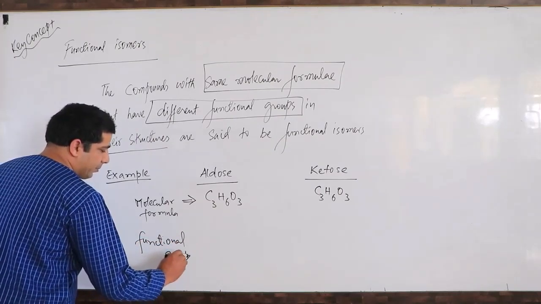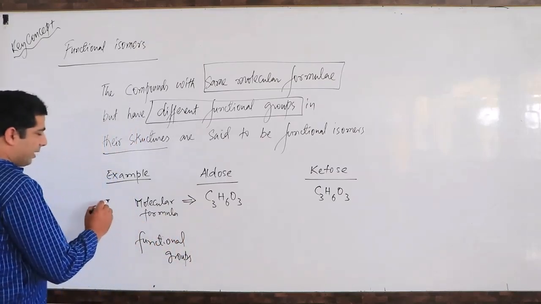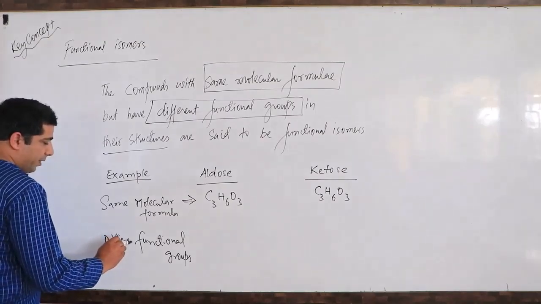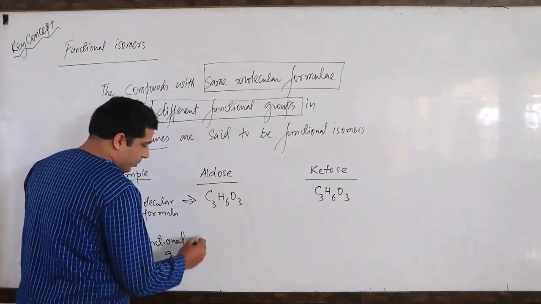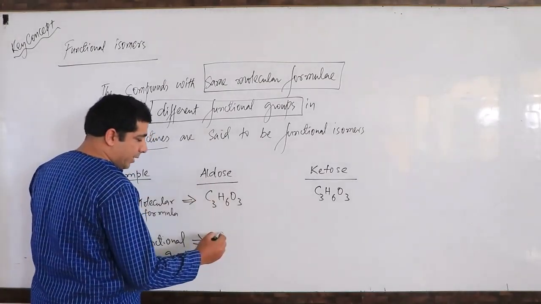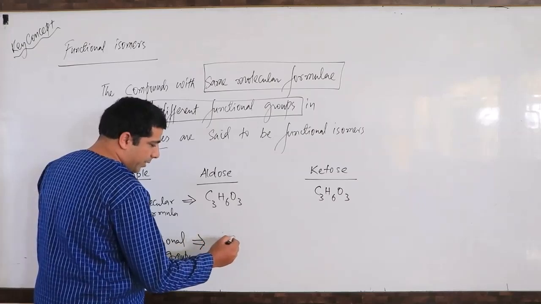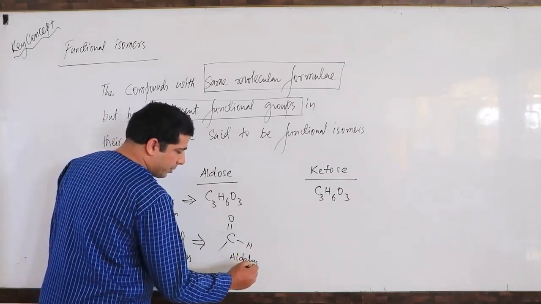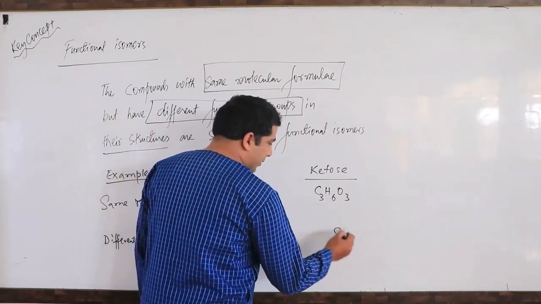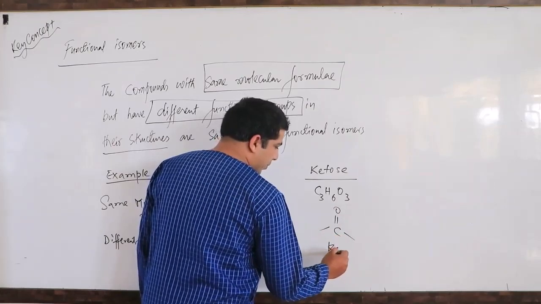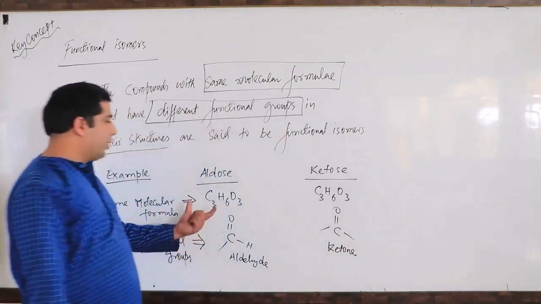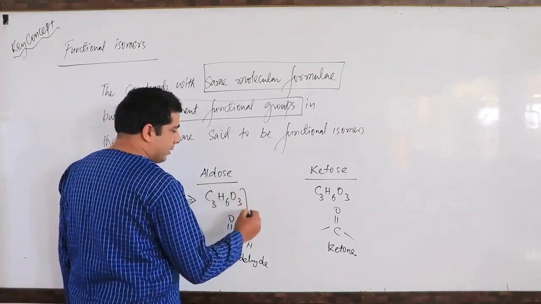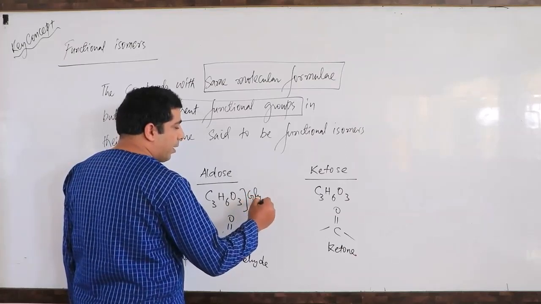Now the functional groups will be different. Or shall I write it like this? Same molecular formula, but here I will write different functional groups. So what are those functional groups? Have a look. Obviously this is aldose, it will contain aldehyde. Okay, so aldehyde will be the functional group here. This is aldehyde as functional group. And this one will have ketone as functional group. So this is ketone. So what is this molecule all about? This molecule is a 3-carbon atom monosaccharide sugar. This is basically glyceraldehyde.